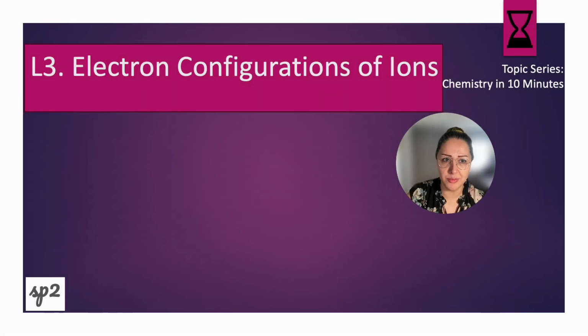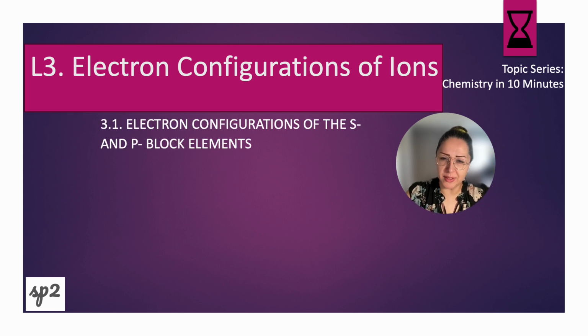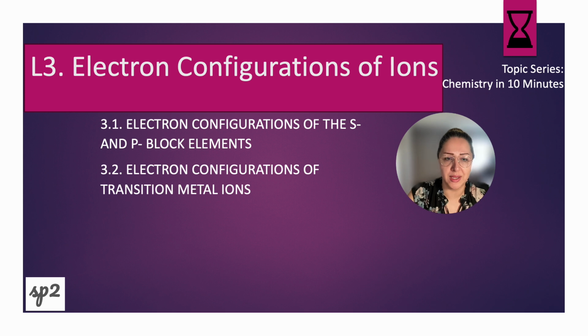Hello everyone, and welcome to my electron configuration of ions lesson. We're going to be talking a little bit more about how we get the cations and anions in our ionic compound by focusing on their electron configurations, both for the S and P block as well as the transition metal, and I have a quick practice for you as well.